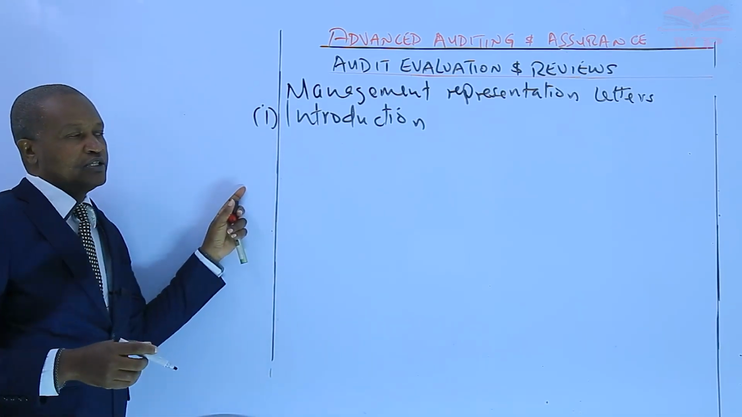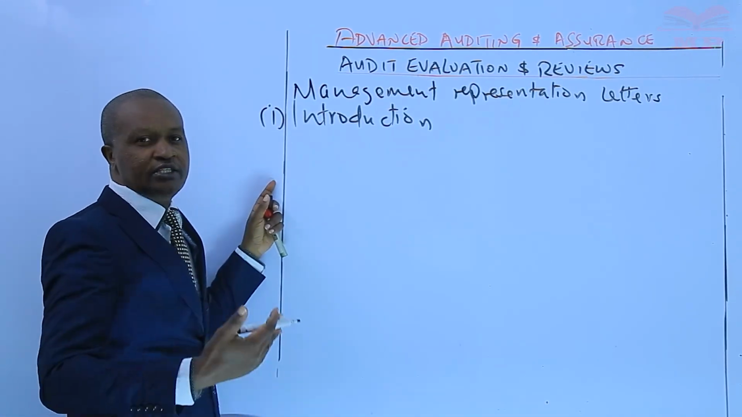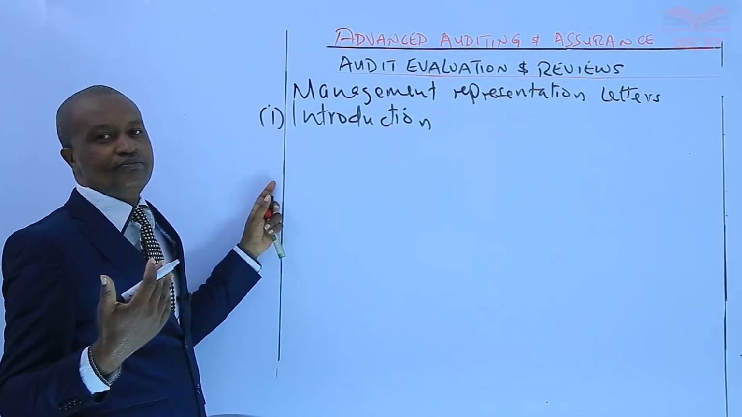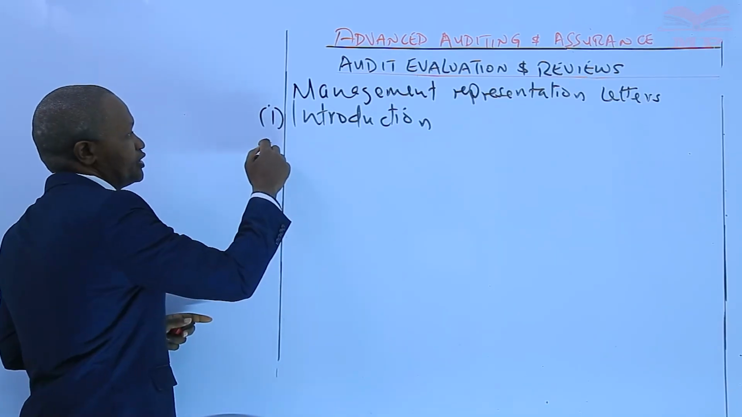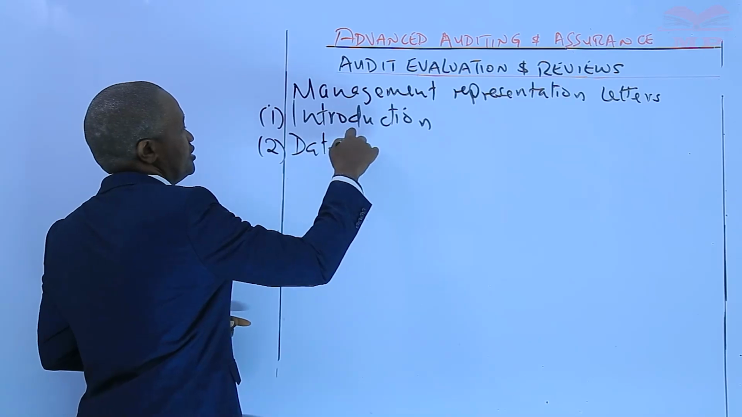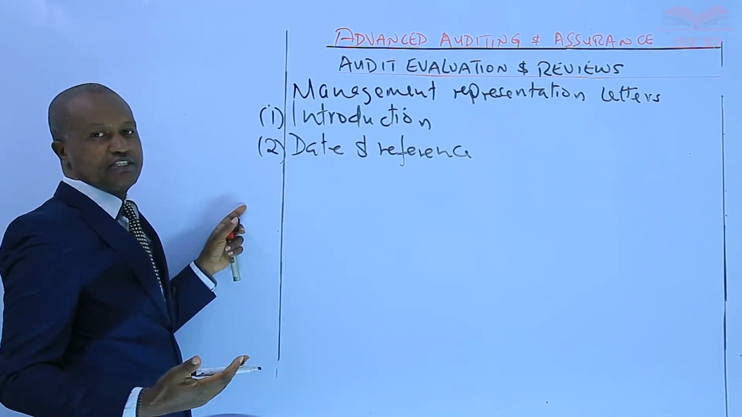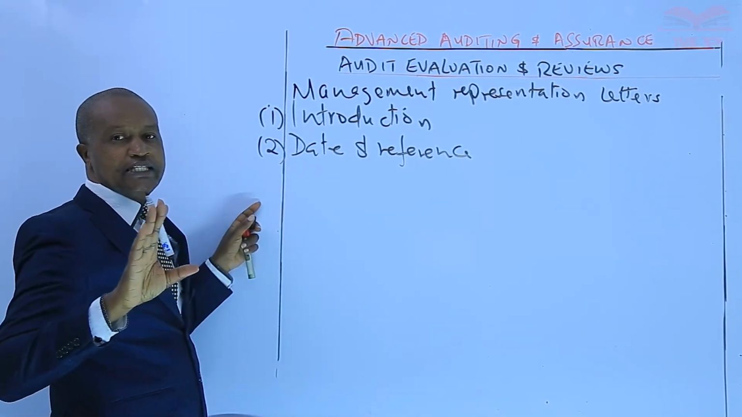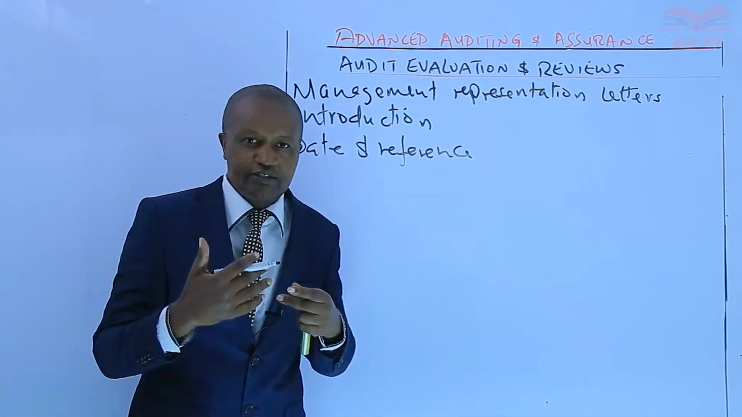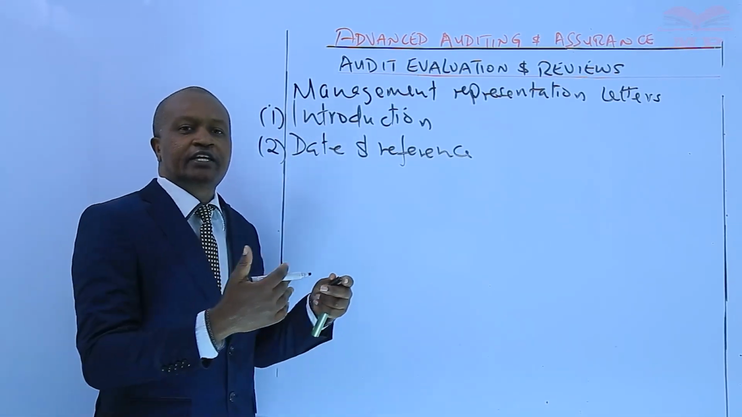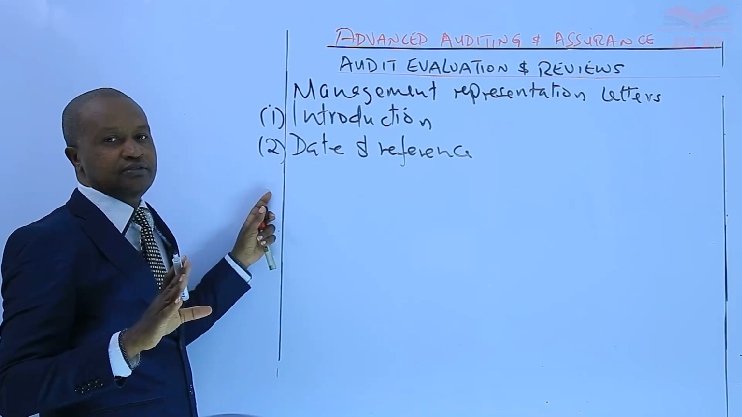Introduction. The management should begin the letter with a formal salutation and address to the audit firm or a specific auditor responsible for the engagement. Number 2, date and reference. The management should include the date of the letter and a reference to a specific audit engagement, such as the audit period or the engagement number. Do you understand?